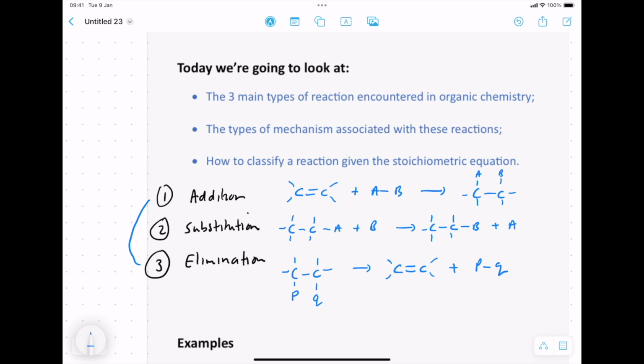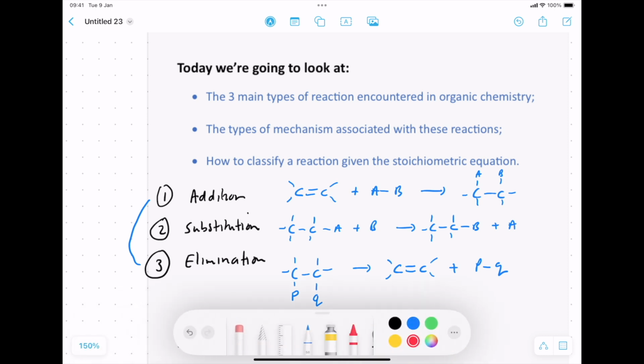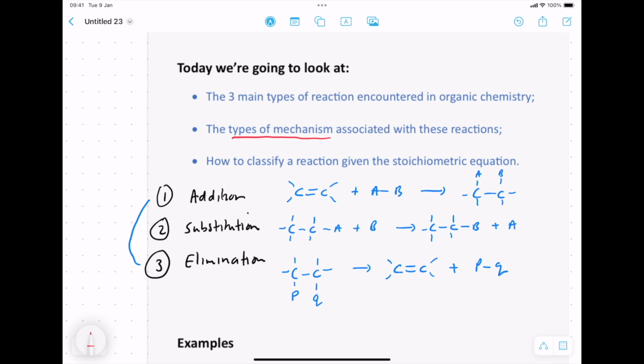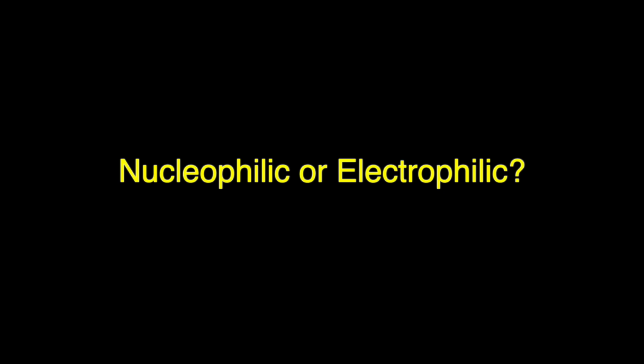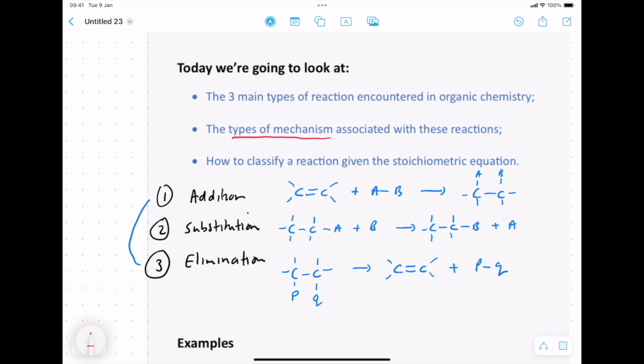Once you've decided it's addition, substitution, or elimination, the next thing to decide is the type of mechanism. You're going to be classifying the mechanism as either electrophilic or nucleophilic. What are the permutations for that? Electrophilic addition, electrophilic substitution, nucleophilic addition, nucleophilic substitution, and then elimination is neither electrophilic nor nucleophilic. There may be electrophiles and nucleophiles participating in the mechanism itself, but you don't hear the phrase electrophilic elimination or nucleophilic elimination. It's just elimination.